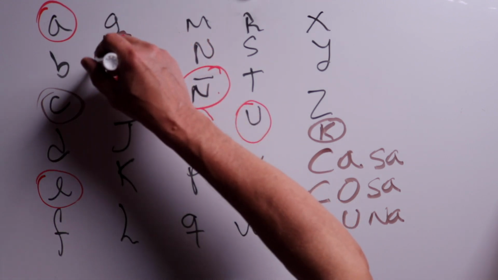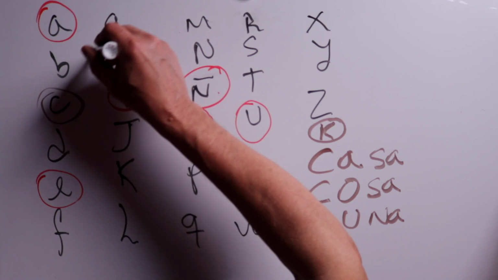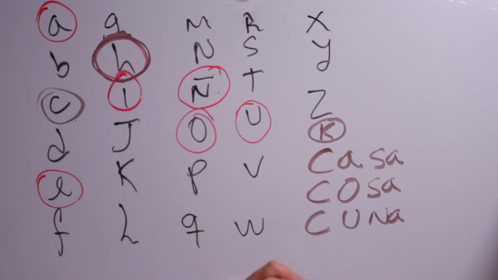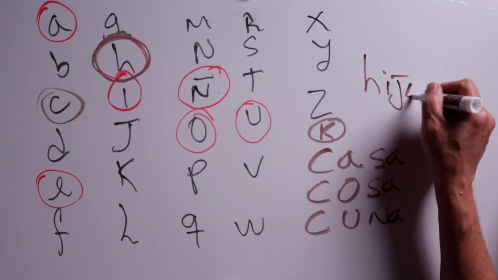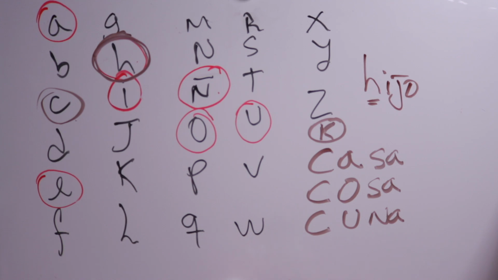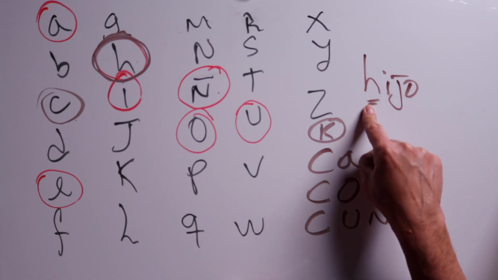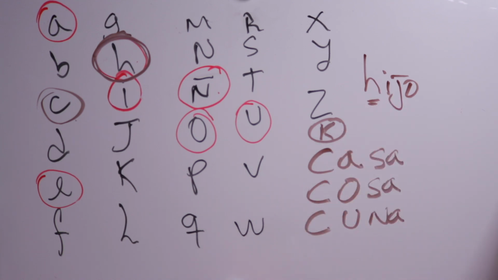Very important also the letter H. Why is H important? Because H is soundless in Spanish, right? You never will pronounce the H. You will spell it, you will write it down, but you won't pronounce it. For instance, you say hijo, right? The H is there in the spelling, but the sound is not there because H is soundless.